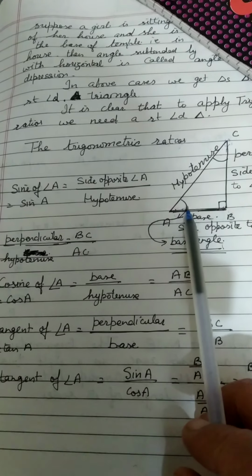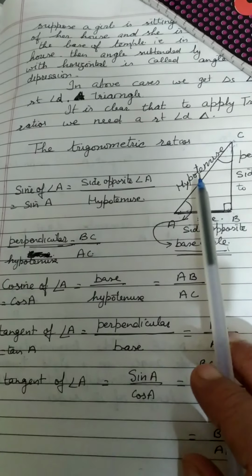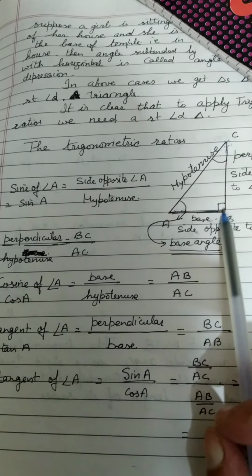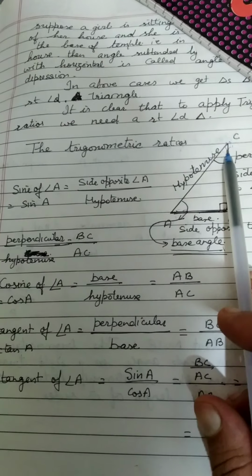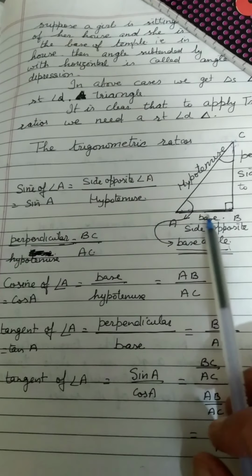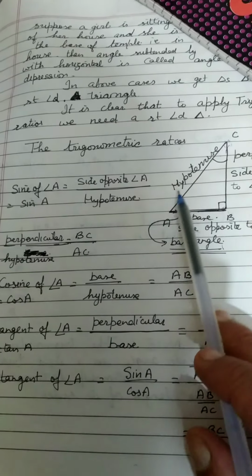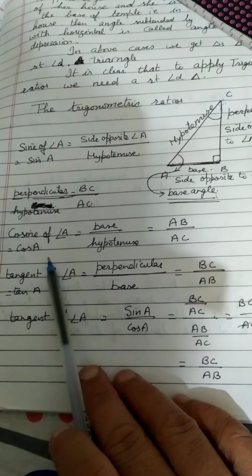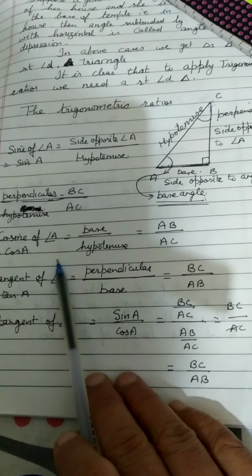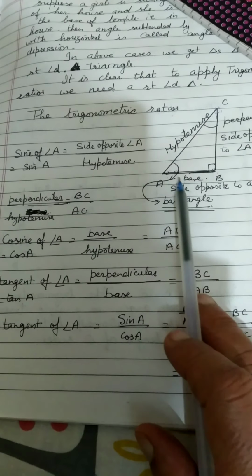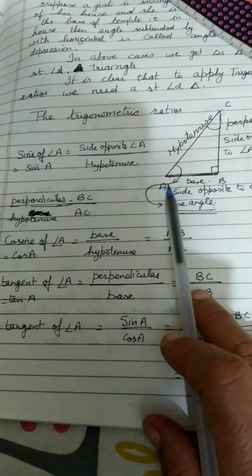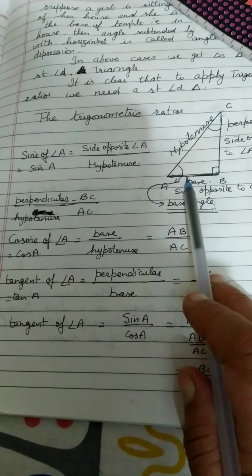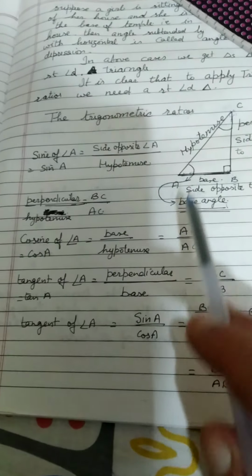Sine A is equal to perpendicular upon hypotenuse. Because AB is base, BC is perpendicular, AC is hypotenuse, then sine A is equal to BC upon AC. Now we find cosine A. Cosine of angle A is equal to base upon hypotenuse. Now base is AB and hypotenuse is AC, then cosine of angle A will be equal to AB upon AC.